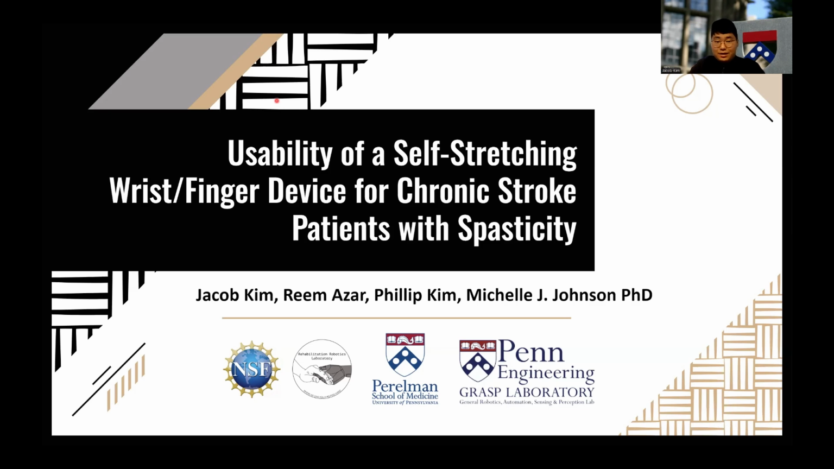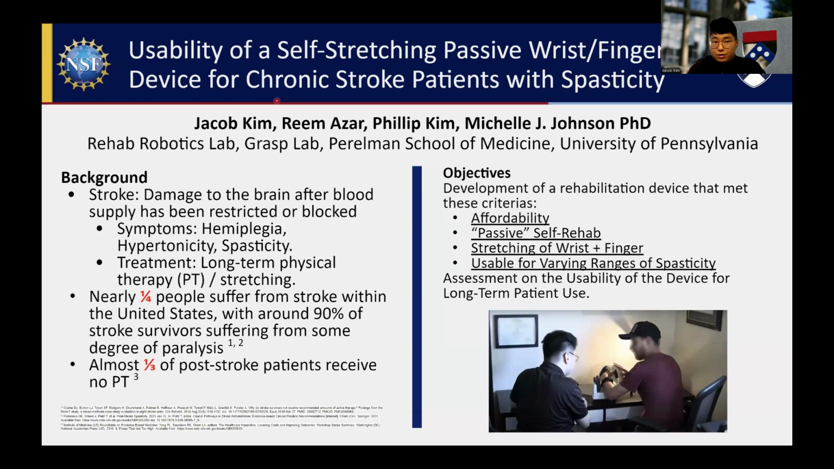Today, I would like to present you the usability of a self-stretching wrist and finger device for chronic stroke patients with spasticity. As a quick background overview, stroke is a condition in which there is damage to the brain after blood supply has been restricted or blocked, either in the forms of an ischemic or hemorrhagic stroke.